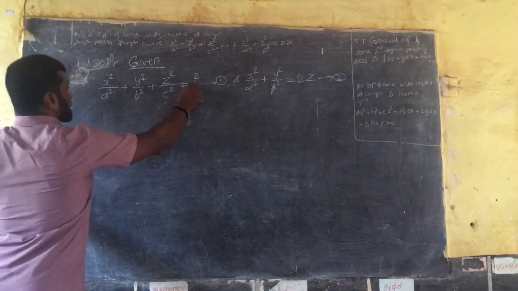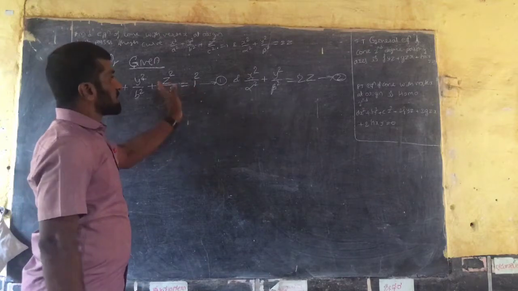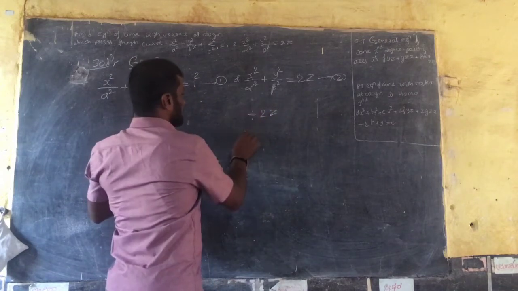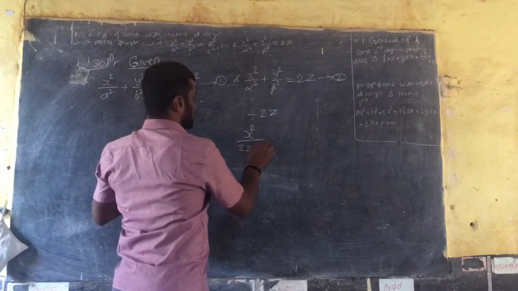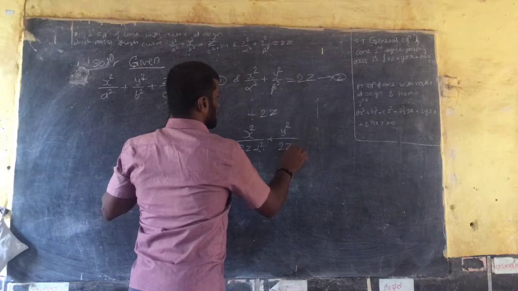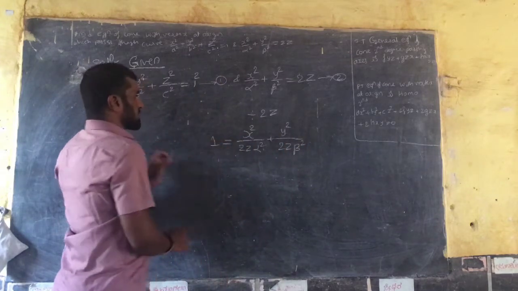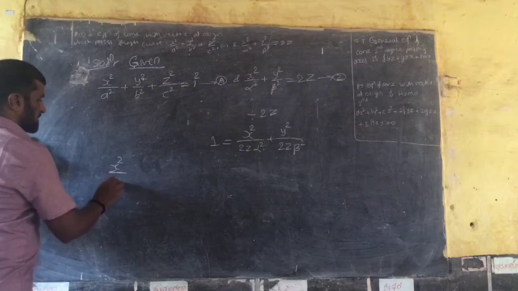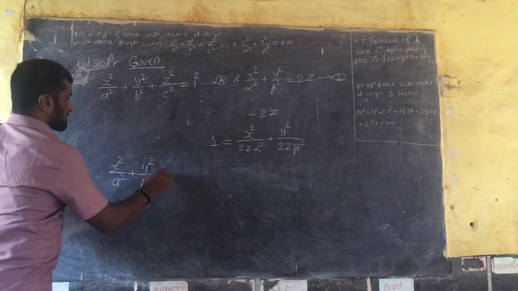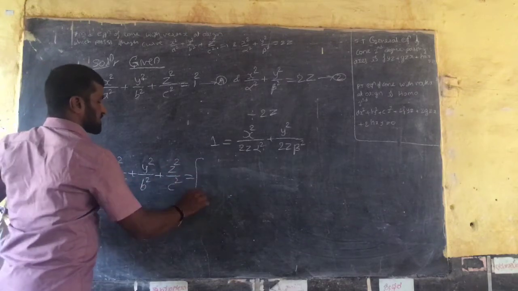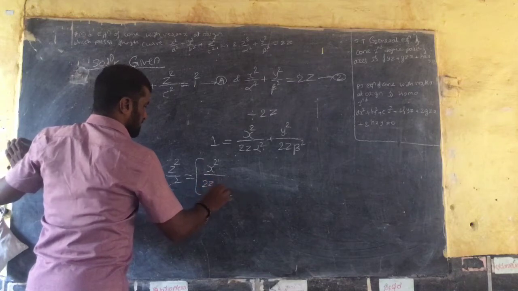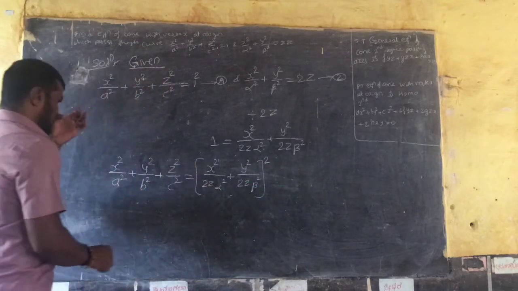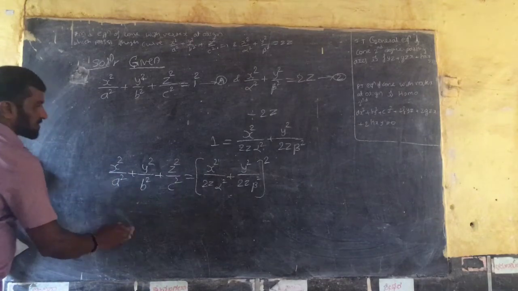So we must find the value of 1. What is that value? Put in the other equation: if 2z is 1, dividing by 2z on both sides, x square divided by 2z alpha square plus y square divided by 2z beta square equals 1. Substituting this into the equation, x square by a square plus y square by b square plus z square by c square equals x square by 2z alpha square plus y square by 2z beta square whole square. So simplify this and we get the equation of the cone.